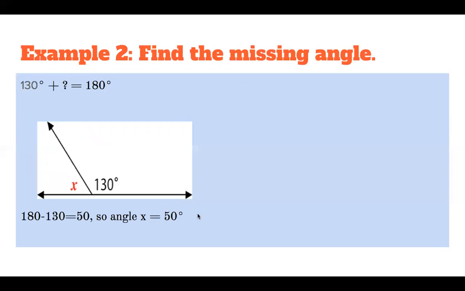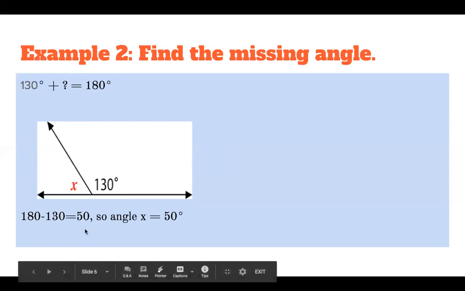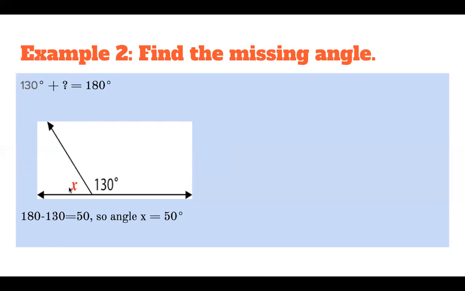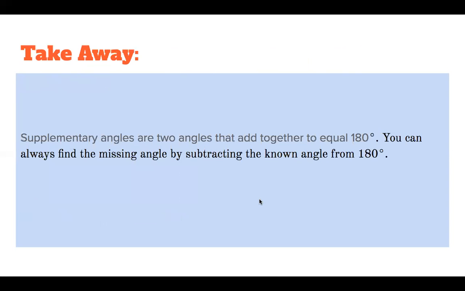All right, so let's take a look. After I subtracted, I got 50 as my answer. Hopefully you got 50 as well. So the little angle is equal to 50 degrees. My two supplementary angles here are 50 and 130 because they equal 180 when you put them together.